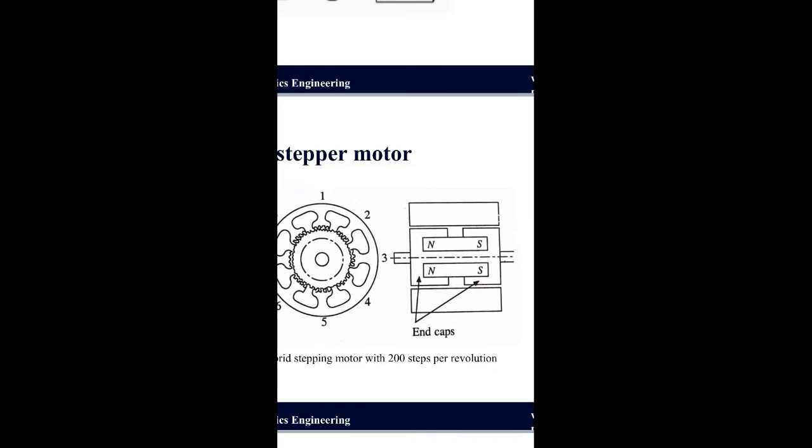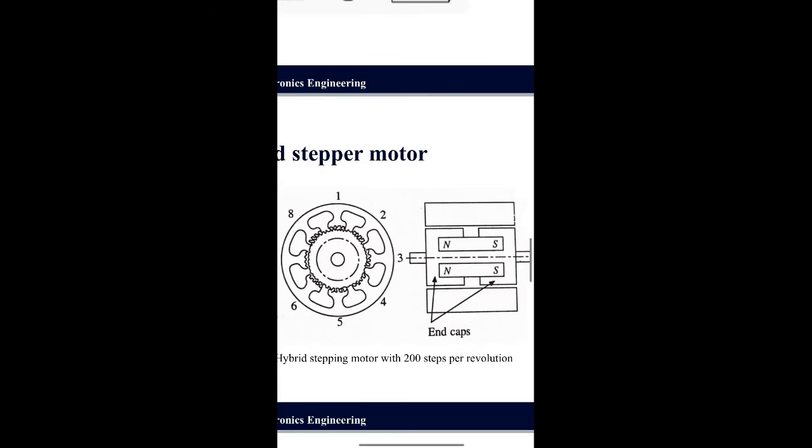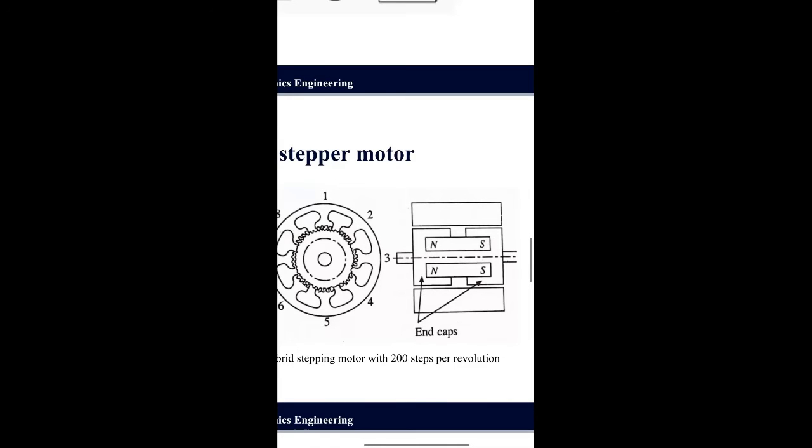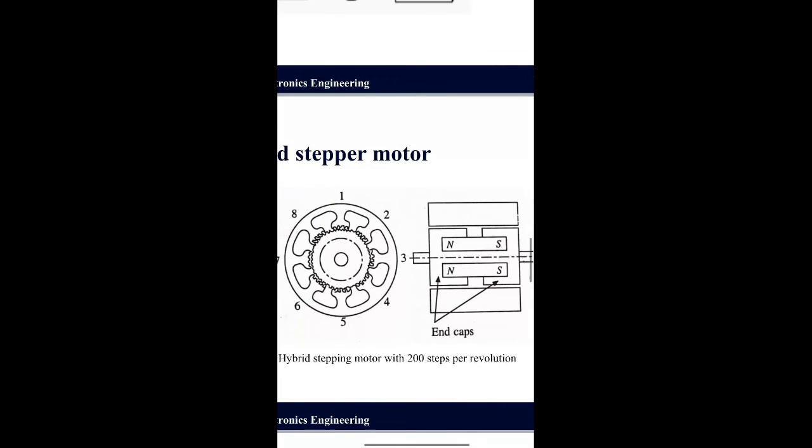Therefore, teeth on the left end of the rotor are given the north polarity, and those on the right end the south polarity. So of the two end caps, one end cap is given the north polarity and the other end cap is given the south polarity. The coils on the stator poles 1, 3, 5 and 7 are connected in series to form phase A, and poles 2, 4, 6 and 8 form phase B.